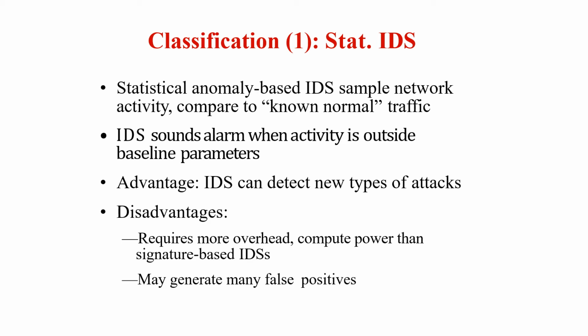Statistical anomaly based IDS: network activity is compared to known normal traffic. They are comparing this one. The IDS sounds an alarm when activity is outside the baseline parameters. Advantage: IDS can detect new types of attack. Disadvantage: it requires more overhead and compute power than signature based IDS, and it may generate many false positives with these statistical approaches.